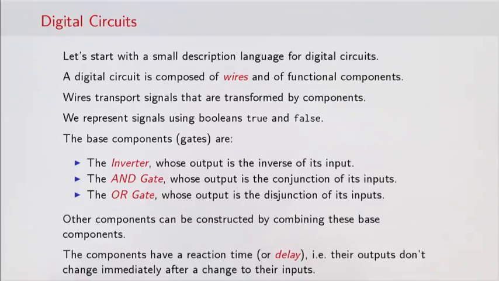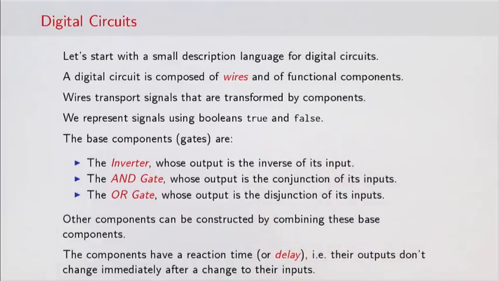Let's start with a small description language for digital circuits. A digital circuit is composed of wires and functional components. The wires transport signals that are transformed by the components. Because we're dealing with digital circuits and not analog ones, we represent the signals simply using the booleans true and false.